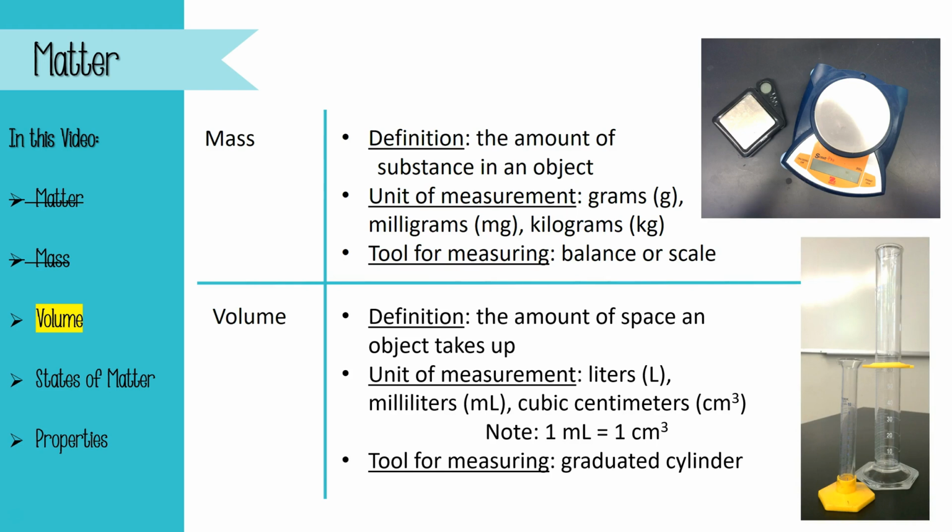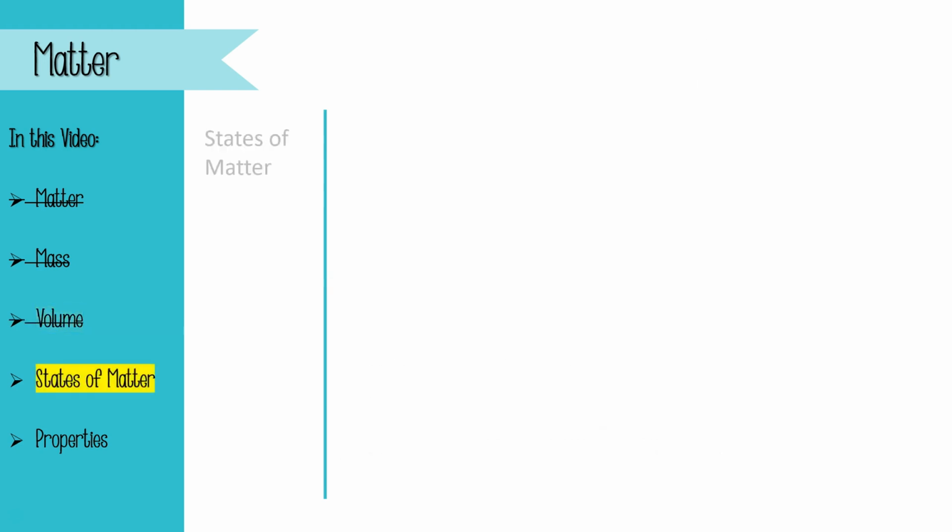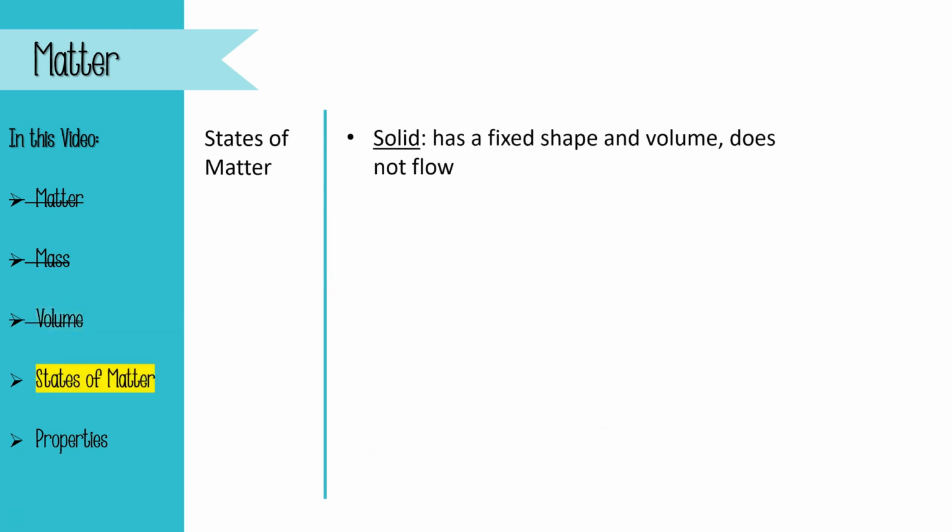Another important thing to consider with matter is the phases that it takes. The first phase we'll talk about is solid. For every phase of matter, we're going to talk about three properties: their shape, volume, and whether or not they flow. Solids have a fixed shape and volume.